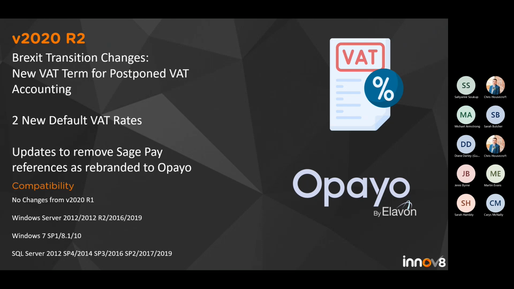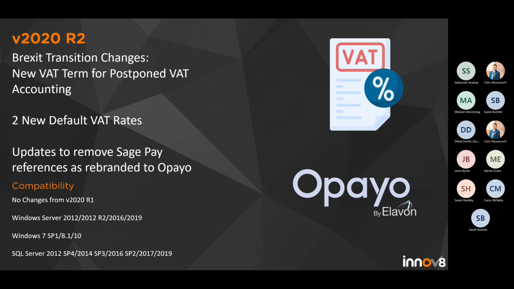So there are some changes in the product in terms of references to where Sage Pay may be referenced. It just changed to online payment settings and things like that. But from a functional perspective, there weren't really many changes in this version. It was more just around those VAT changes.